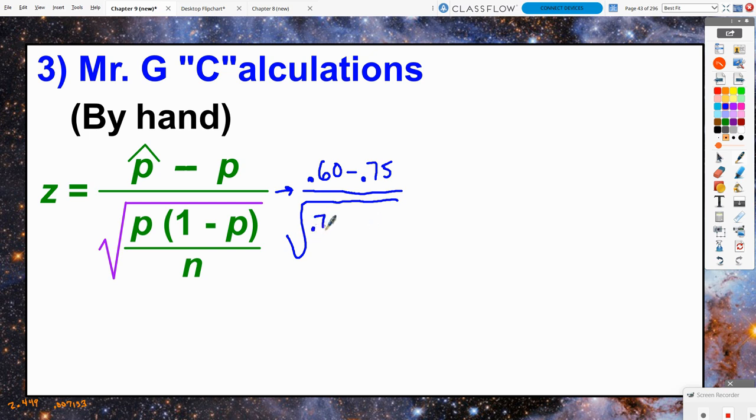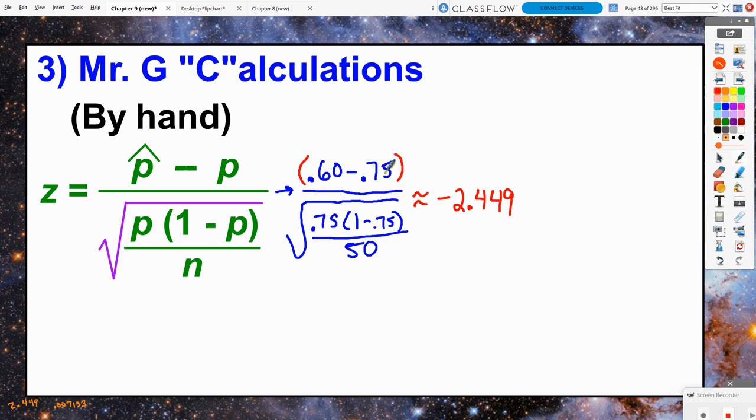We also have the standard error, the square root of 0.75 times 1 minus 0.75 divided by our sample size of 50 days. When I type that in my calculator, you do want to make sure that you put that numerator in parentheses. Otherwise, only the 0.75 up here will get divided by the standard error, and we want this whole thing to be divided. When I put that into my calculator, I get approximately negative 2.449.